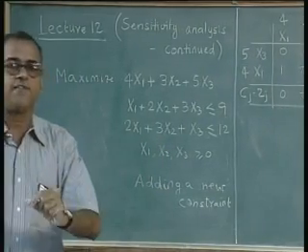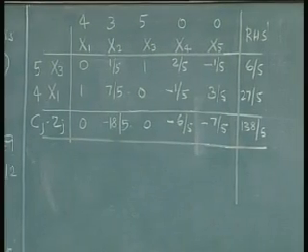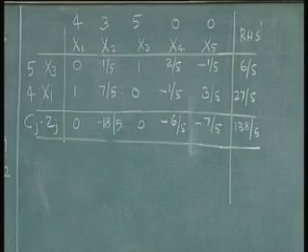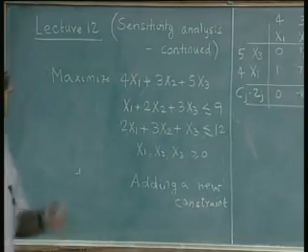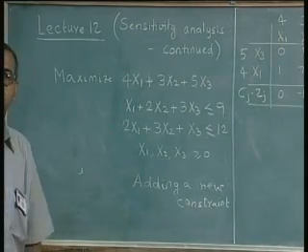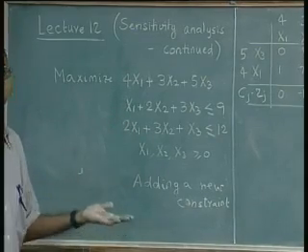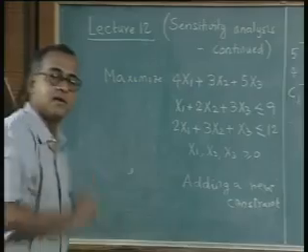Now at the end, after getting the optimal solution, we realize that another constraint has to be included. Let us assume that inadvertently we have left out a constraint, or suddenly we realize that there is another resource that may be needed which has not been taken into account, which results in a new constraint coming in.